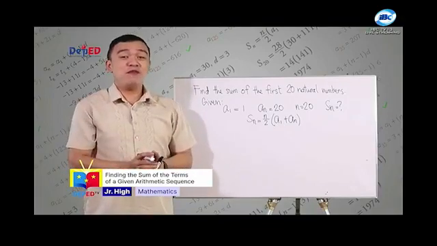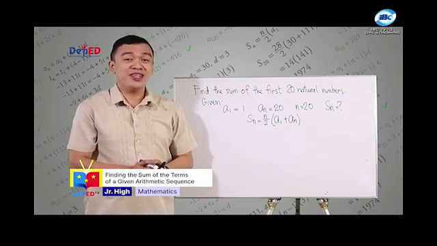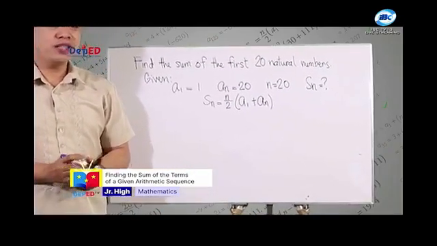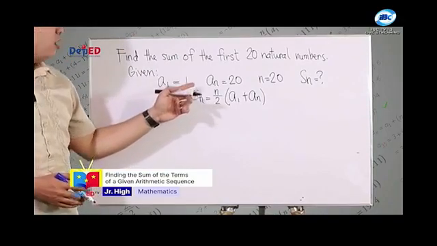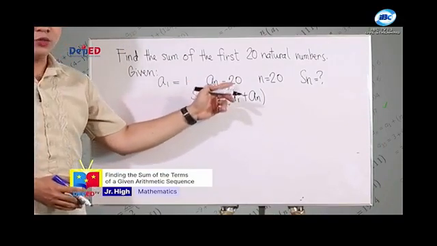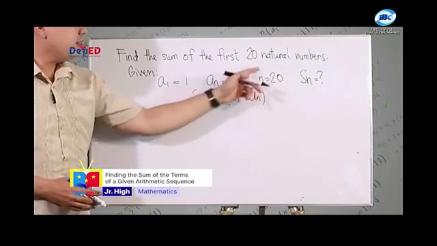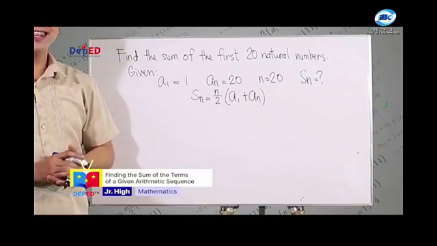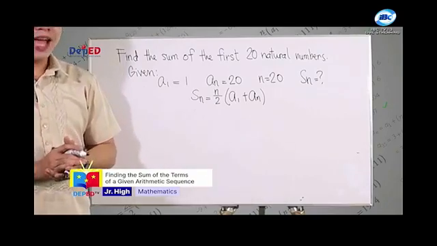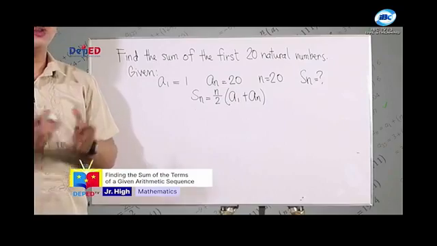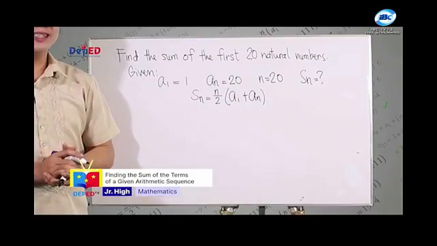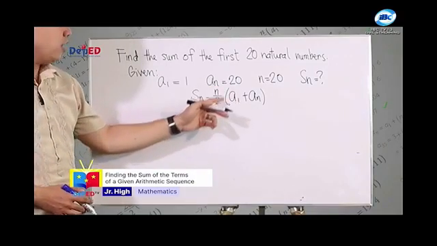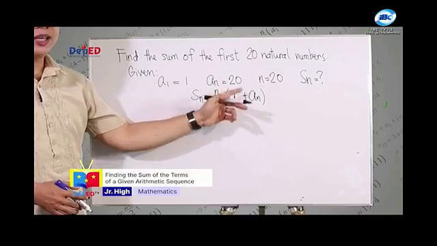Find the sum of the first 20 natural numbers. From this sequence, we can see that our a sub 1 is equal to 1, our a sub n is equal to 20, our n is equal to 20, and we are looking for S sub n. Since the first and last terms are given, we will use the formula S sub n is equal to n divided by 2 times a sub 1 plus a sub n.